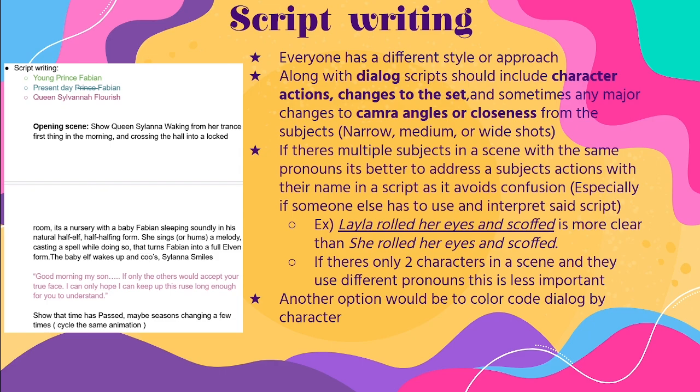If there are multiple subjects in a scene that have the same pronouns, one thing that I suggest is addressing them by their name as opposed to their pronoun. For instance, if you have 2 female identified characters, if you say she for both of them, it can get kind of confusing. Another option would be to color code dialogue, which is what I did for my script. You can see an example of it over here.